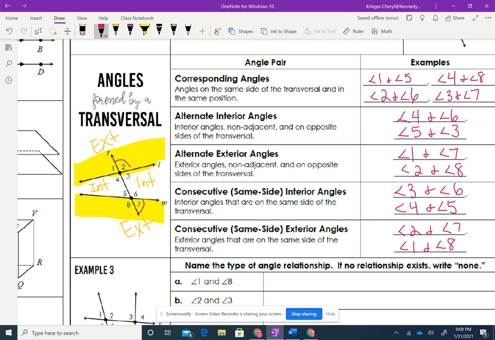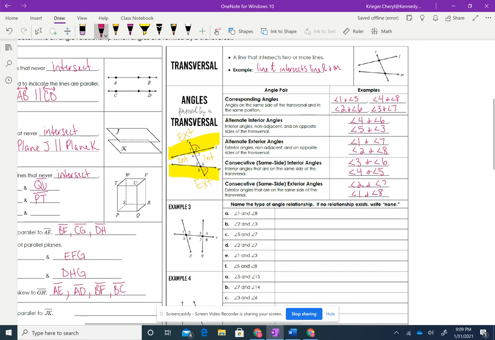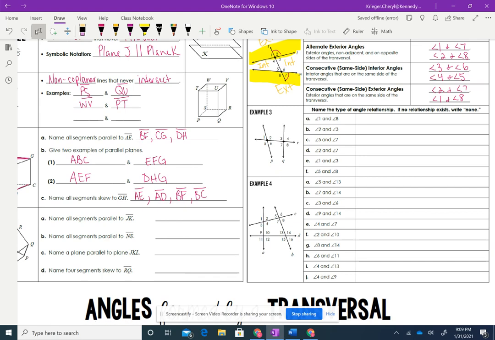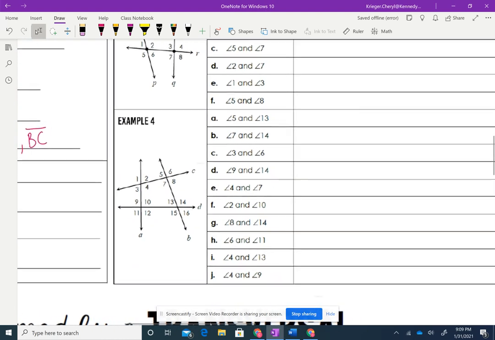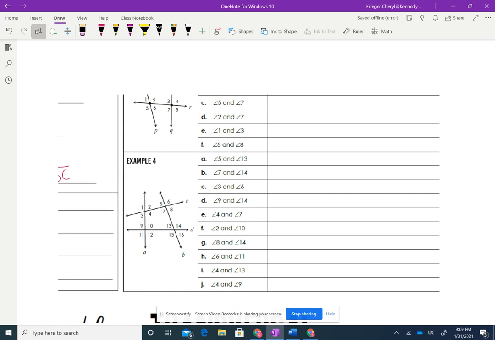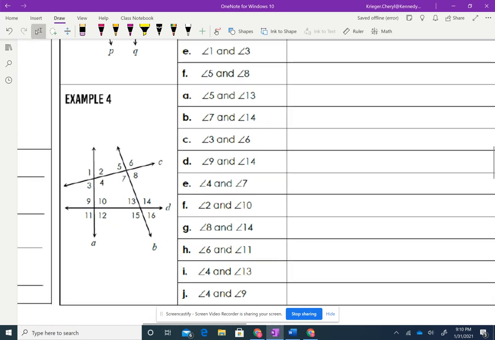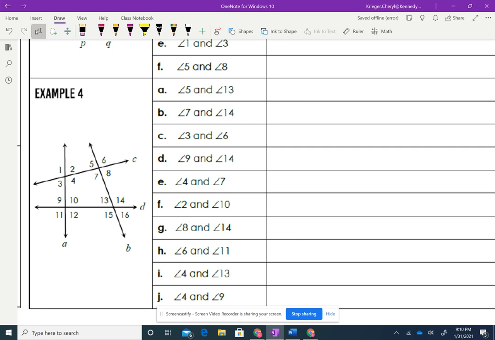Okay. So I know that's a lot of info in a short amount of time. If you guys want to go ahead and watch the video for, I believe it's 2.5 about angles, I think that's the one that goes with this lesson. And I'll leave you example 3 and do example 4. So they're asking us to write down the angle relationship. If no relationship exists, write none. Okay, so A, 5 and 13.